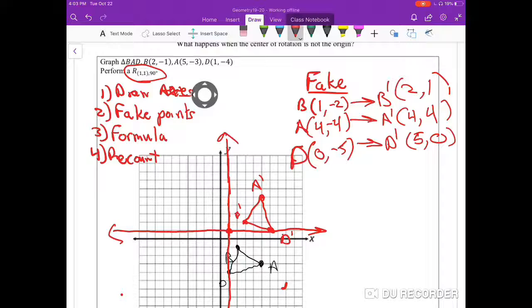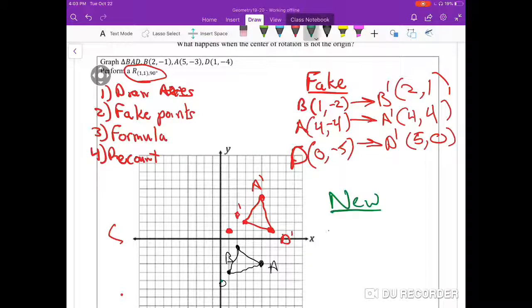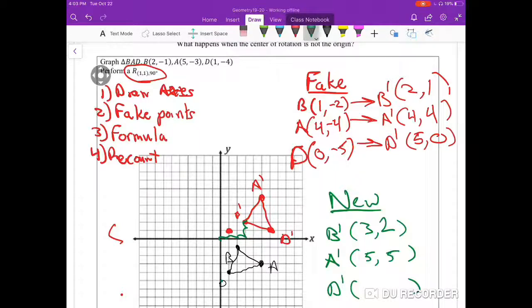So I got my axes, my fake points, and my formula. Now what do I mean by recount? So recount, we're going to recount based on the old axis. So I'm going to get rid of these. And what you'll see is now I can recount what my actual points are. So my new points, okay, I'm going to find what B prime, what A prime, and what D prime are. All I have to do is count them out. So we got 1, 2, 3, 1, 2. We got 3, 2. A is going to be 5, 5. And D is going to be 6, 1.